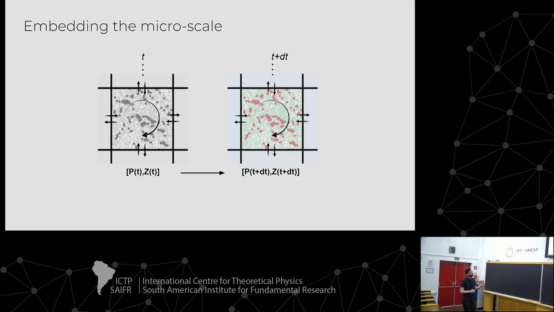And I watch this box at a given instant, and I see what happened in the next instant. I keep track of the number of particles that were generated here, particles that flow through the boundary, and everything that happened related to particle changes, and I try to write an equation as a function of the initial numbers that I had before. So this is like a Markov process.